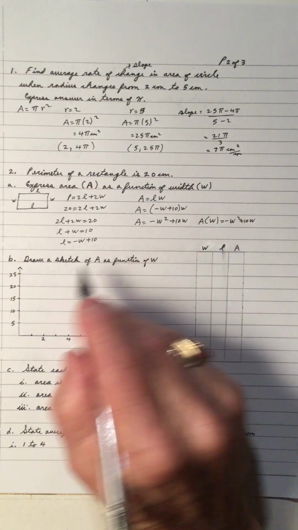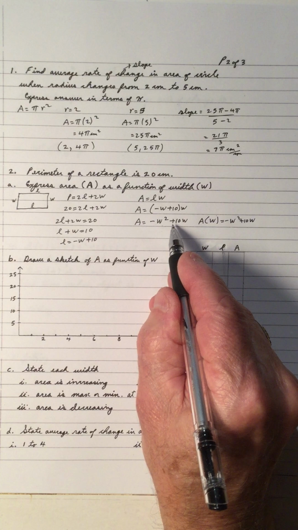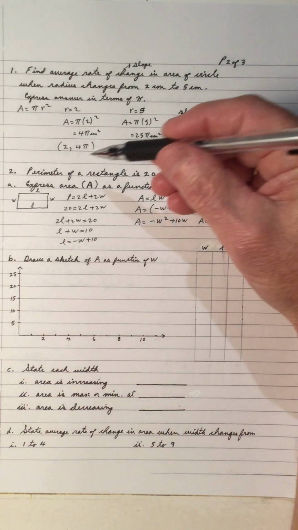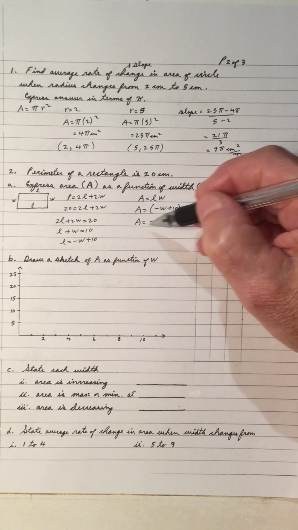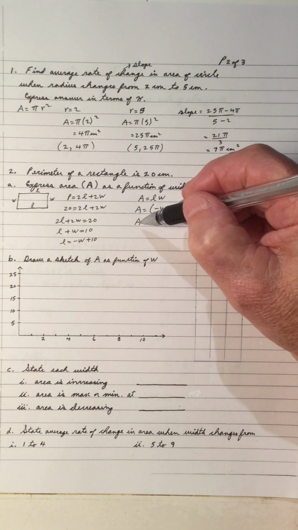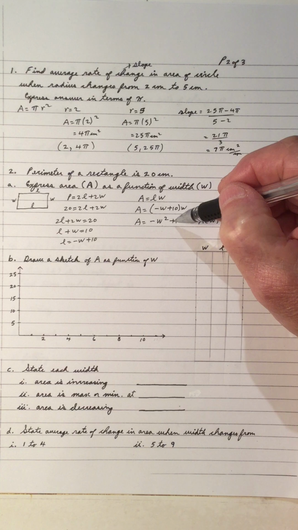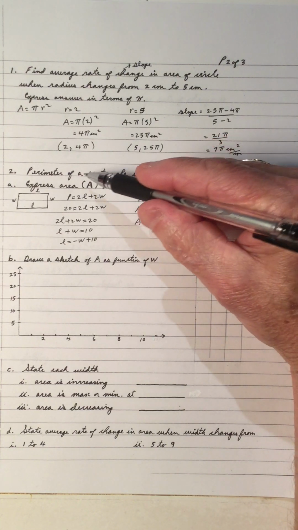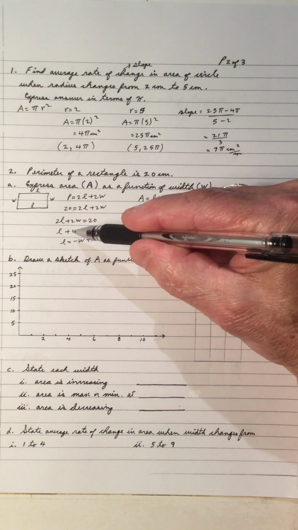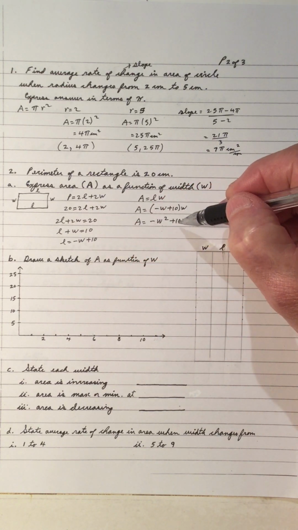Or you can just leave it like that. So the area is a function of the width. What this means is, because the perimeter adds up to 20, to get the area I only need the width. Once I have the width, as long as the width and the length add up to 10, this equation will hold true.